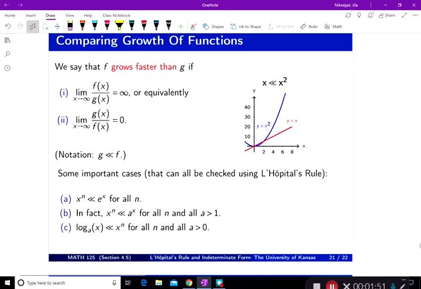The other thing that we saw is that for a bigger than 1, a to the power x is much more powerful than x to the power n. It just grows much faster. And we saw that any x to the power n grows much faster than anything logarithmic in base a.